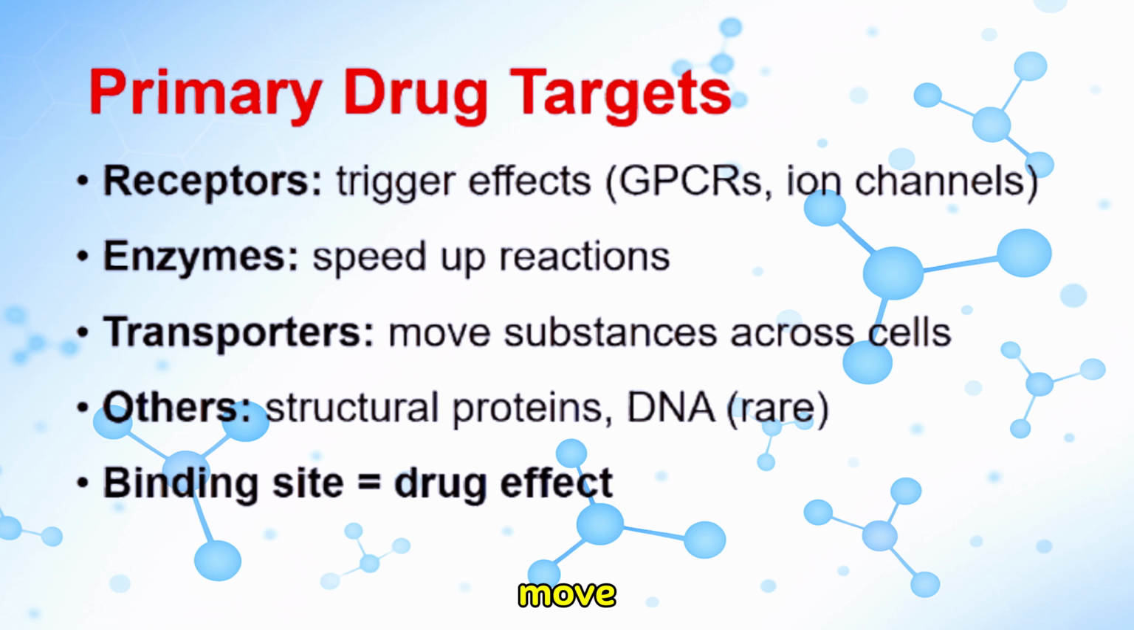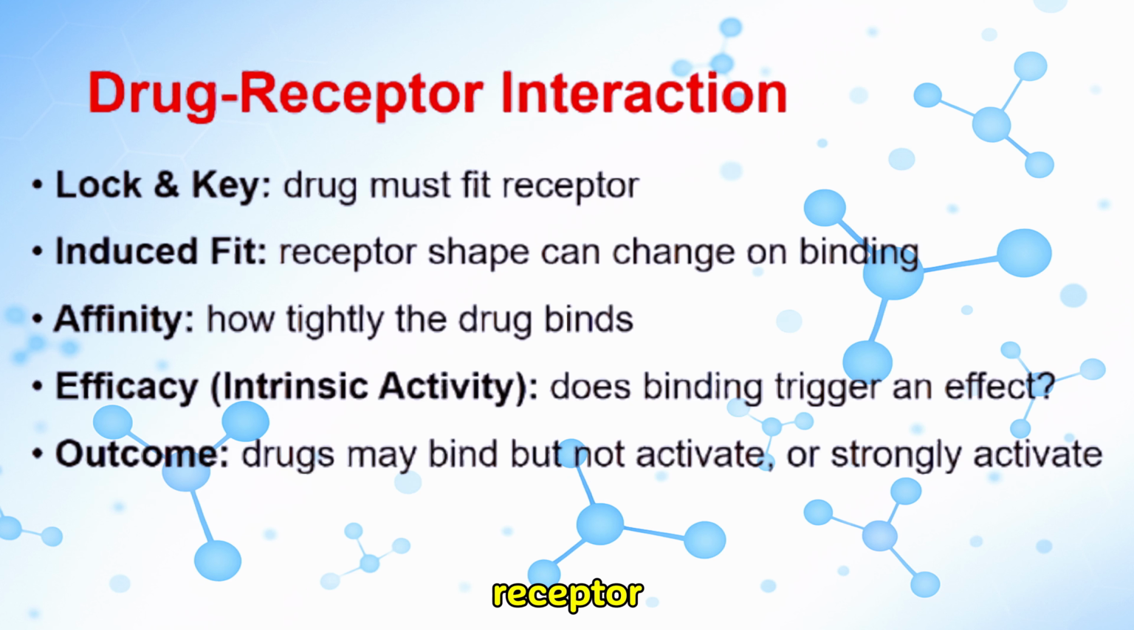Now, let's move on to drug receptor interaction. Think of a receptor like a lock, and a drug like a key. For the drug to work, it must fit the receptor just right. This is called the lock and key model, but sometimes the receptor changes shape slightly when the drug binds. That's the induced fit model.